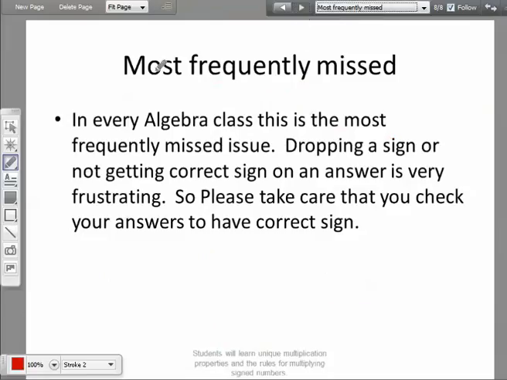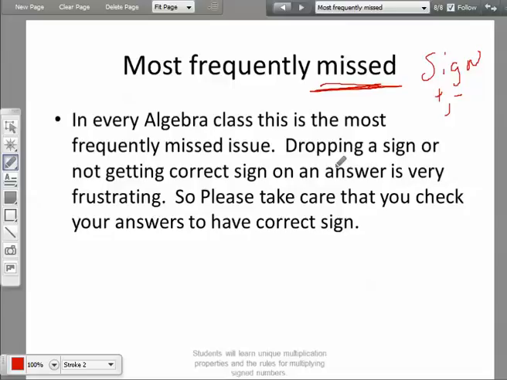Okay. The most frequently missed item on any math test in algebra is the sign. S-I-G-N. It's either positive or negative, right? Most frequently, they do the math correctly. They run it through a calculator and it equals the number they think they get. But they'll miss the sign. Dropping a sign or not getting the correct sign is very frustrating. Okay? Make certain you take time to count your negatives when you're multiplying. And make certain you get the right sign when you're at the end. A lot of people miss questions there, and I don't want you being one of those people.